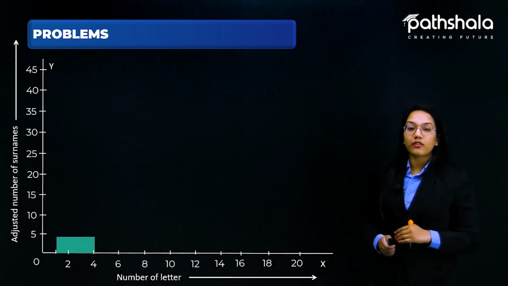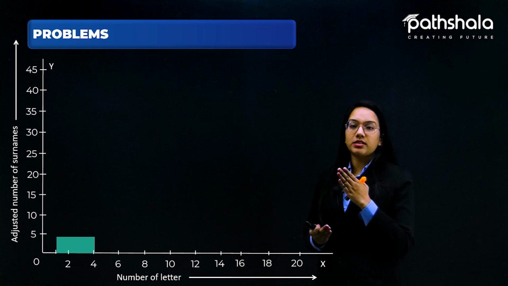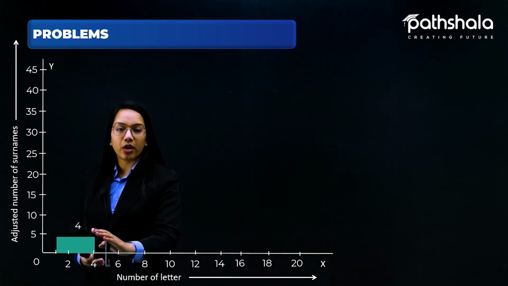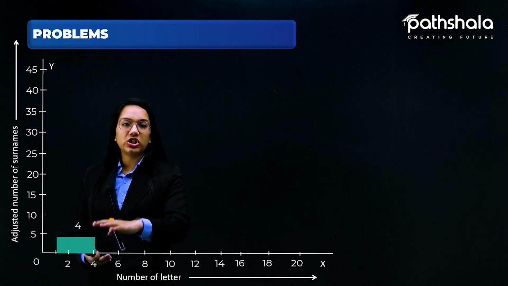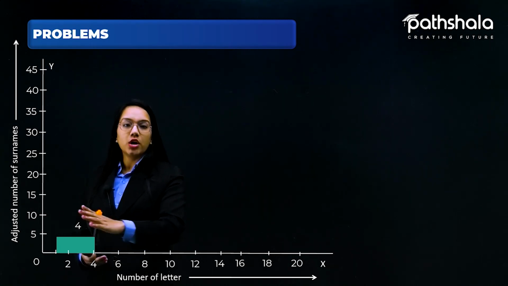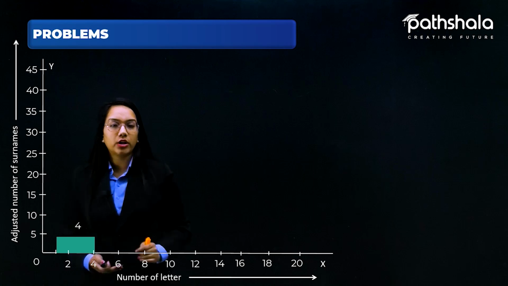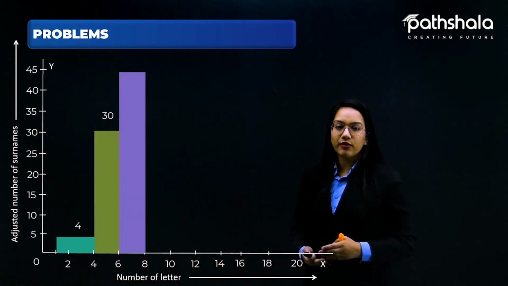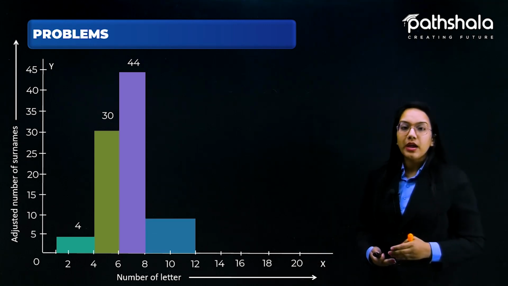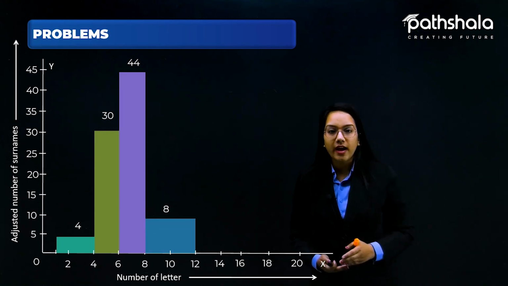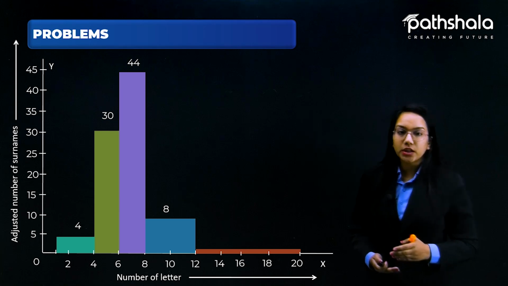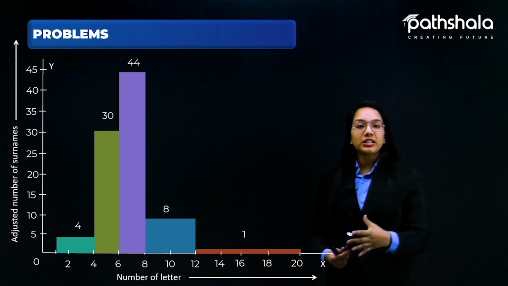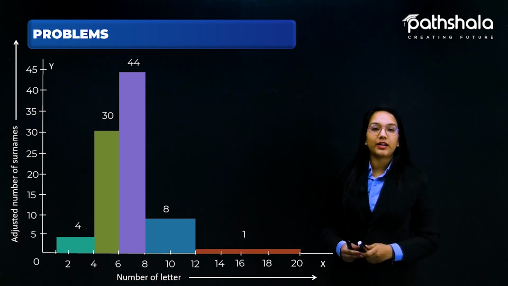For the very first class interval, starting from 1 to 4, the new adjusted length was 4. So from 1 to 4 we have this particular bar, which is 4. From 4 to 6 we have 30. From 6 to 8 we have 44. From 8 to 12 we have 8, and from 12 to 20 we have 1. This is the histogram related to this question.